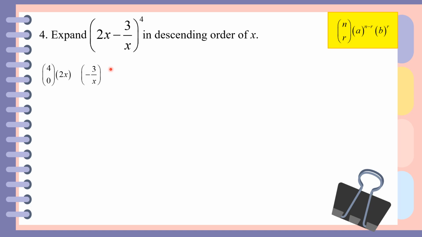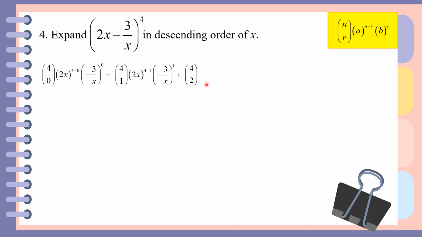We'll fill in the power towards the end, following this number at the bottom here. So the power is 0. The other power will be 4 minus 0. Next, we will have 4 choose 1, followed by the a term, followed by the b term, and the power towards the end will be this number 1. And the other power will be 4 minus 1.